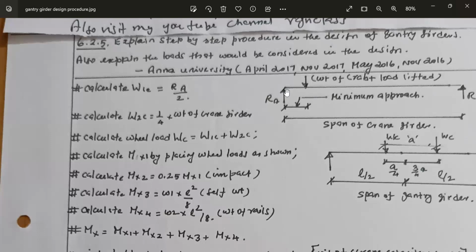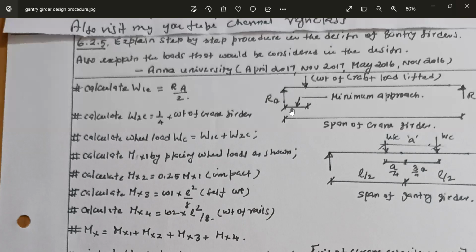Now we have to calculate the loads transferred to the gantry girder. Now this crane girder is lifting the loads and transferring the loads to the gantry girder. Here AB is the crane girder, RA and RB are the reactions on the two gantry girders on either side of the crane girder. The gantry girder is running along the length of the building. Now the load lifted by the crane girder can move very close to one side of the building. There will be some approach distance, a minimum clearance will be maintained, beyond which the lifted load cannot move closer to the column. So as close as possible, this load is placed closer to one end.